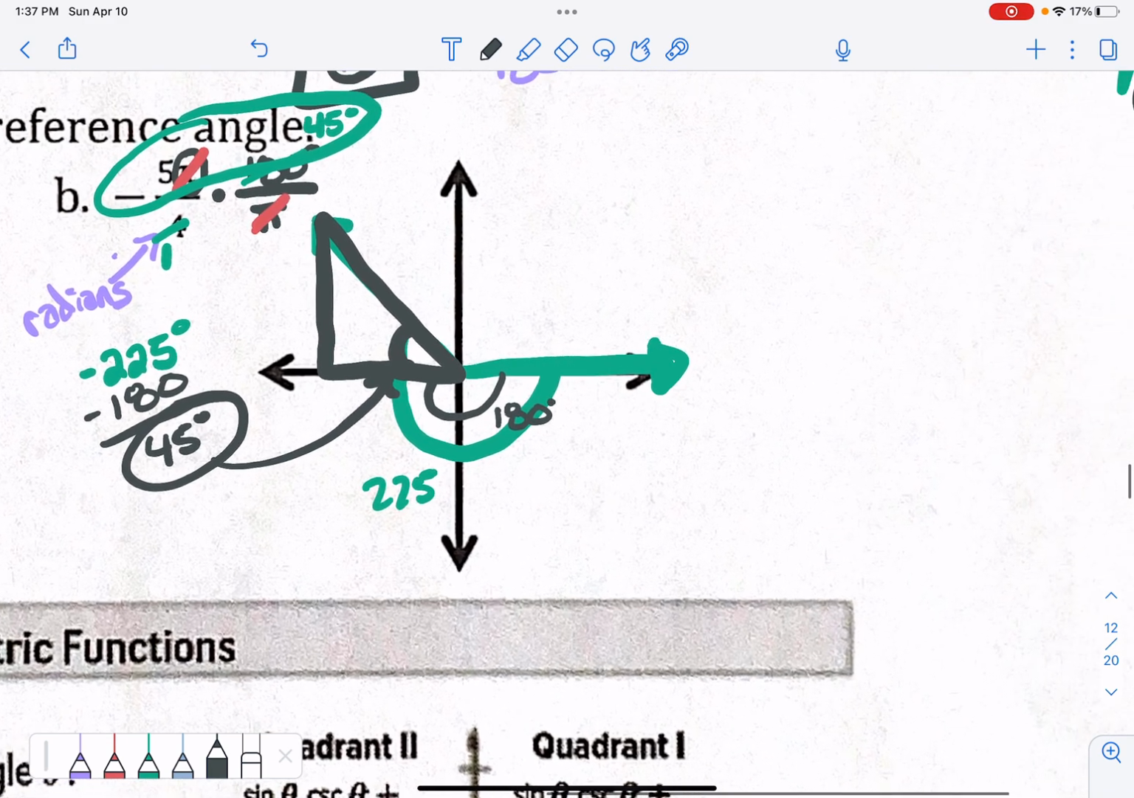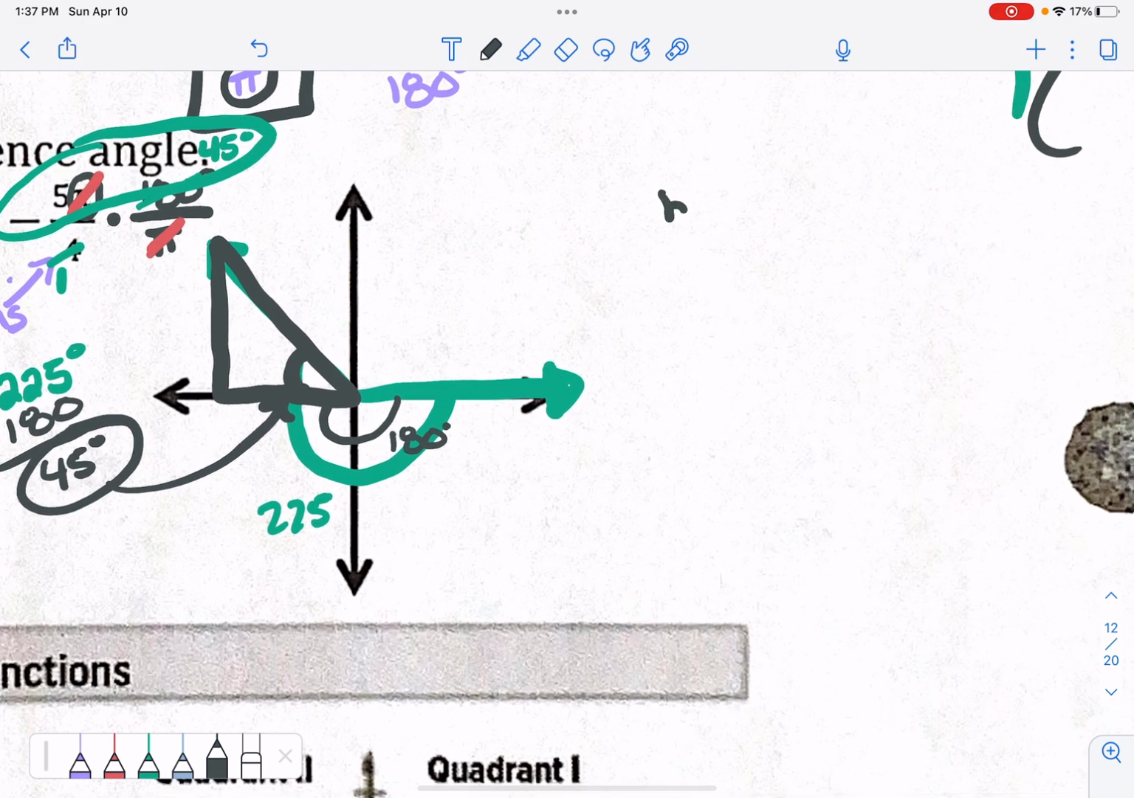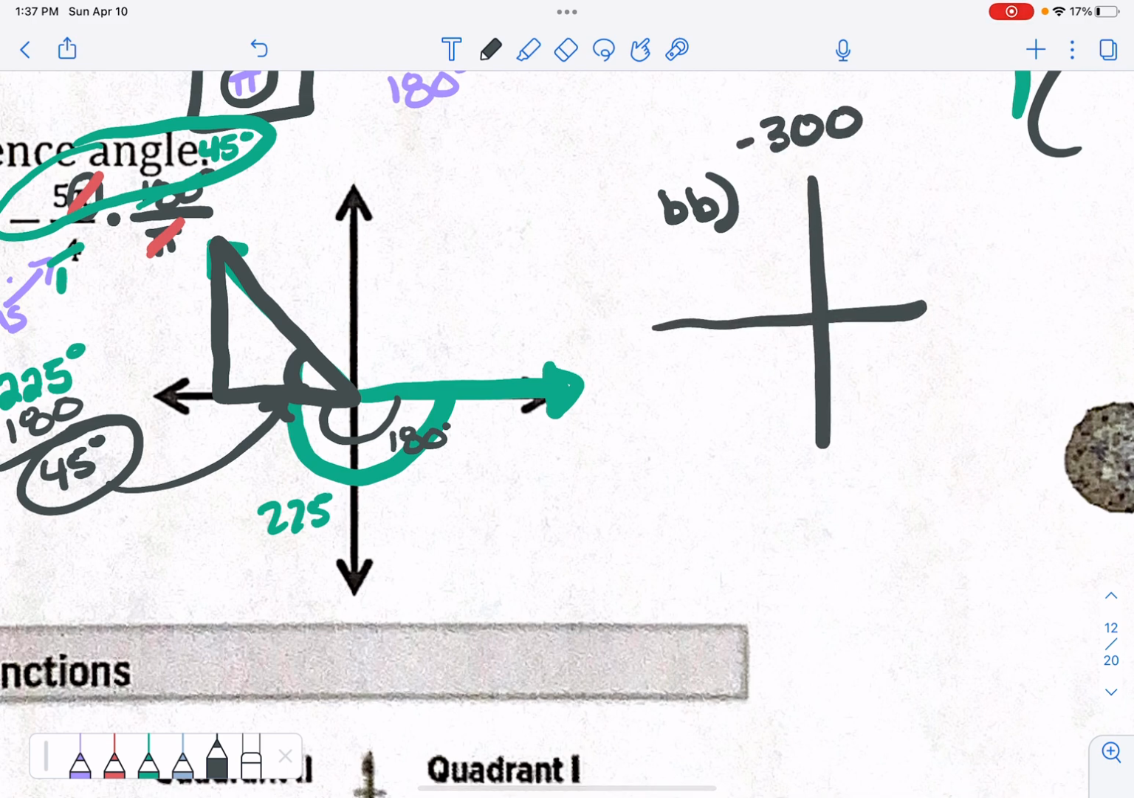All right, let's do one more, and this is going to be example BB, and this is the last example. Let's do negative 300 degrees, okay, negative 300 degrees. So starting here, we're going clockwise because it's negative, so 90, 180, 270, and then 360 would be all the way back around, but I only want to go to 300, so I'm going to go over here. And that's 300 degrees, or negative 300 degrees.